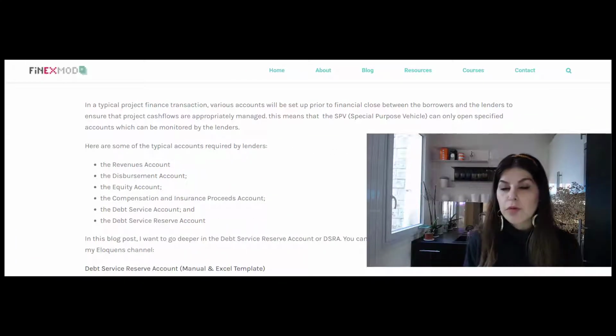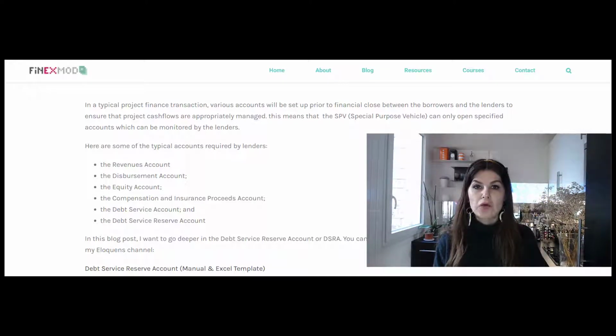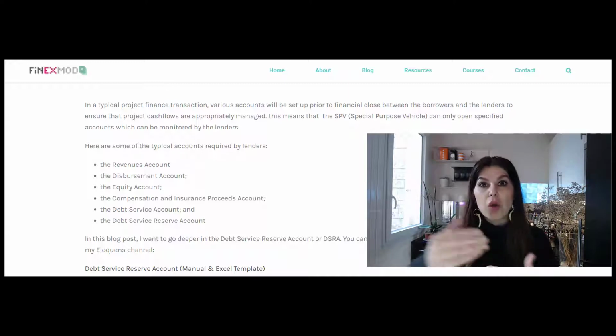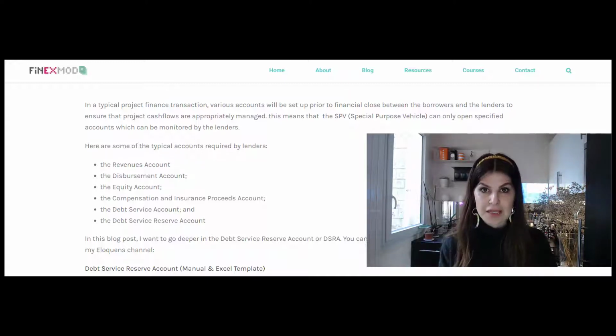In any typical project finance deal, a number of accounts need to be established prior to financial close. That is because lenders want to monitor the cash flow going in and out of the project, the SPV. In a project finance deal, the projected cash flows are the only means of repaying the debt. So lenders are very careful and want to monitor every single penny that goes in and out of the cash flow.